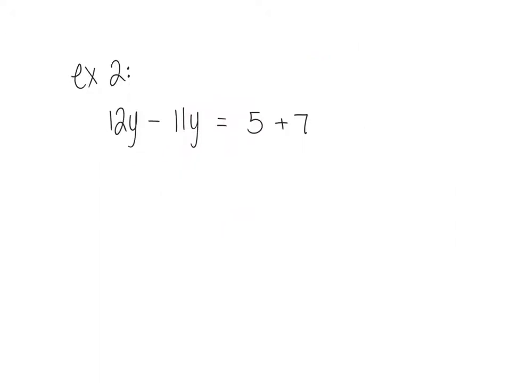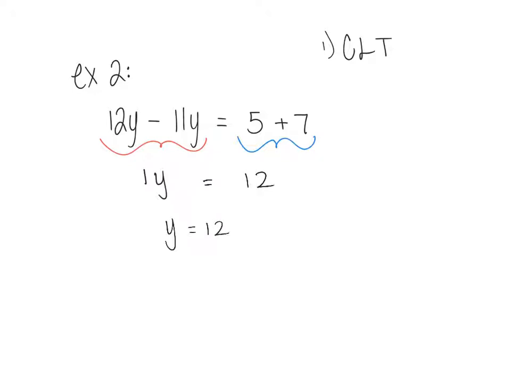Next one, 12y minus 11y equals 5 plus 7. So before I can go to do inverse operations, the easiest thing is going to be to combine like terms. So combine like terms, CLT, combine like terms on the left and on the right. Well, on the left, I have 12y minus 11y is going to give me 12 minus 11 is going to be 1y. And on the right, I have 5 plus 7, which is going to give me 12. So I have 1y equals 12. I don't need to write the 1, so I have y equals 12.